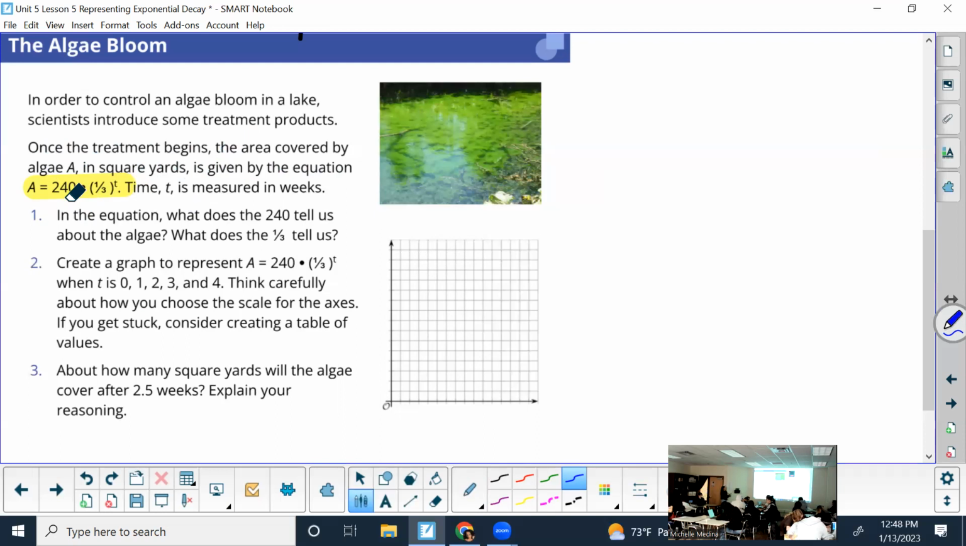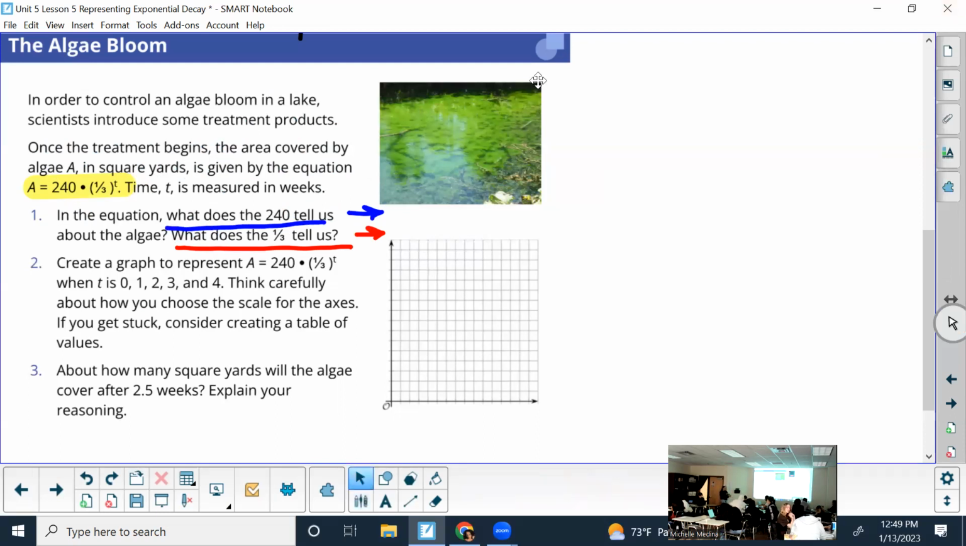In the equation, first you're going to talk about this with your groups. What does the 240 tell us? And then what does the 1/3 tell us? So talk about it, make sure everyone in your group knows. The recorder is going to change. I won't tell you how yet. Alright, table 3, what does the 240 tell us?